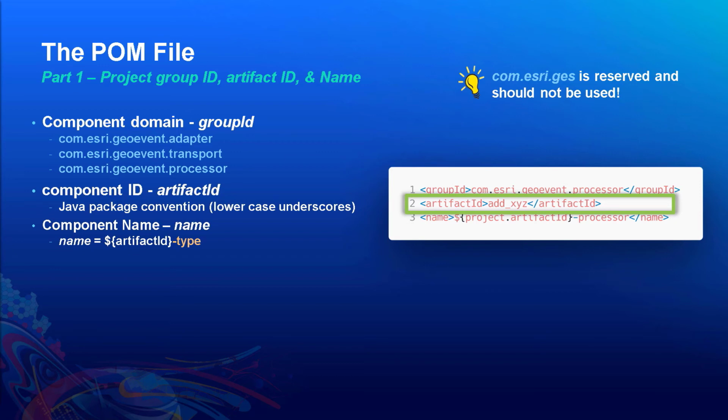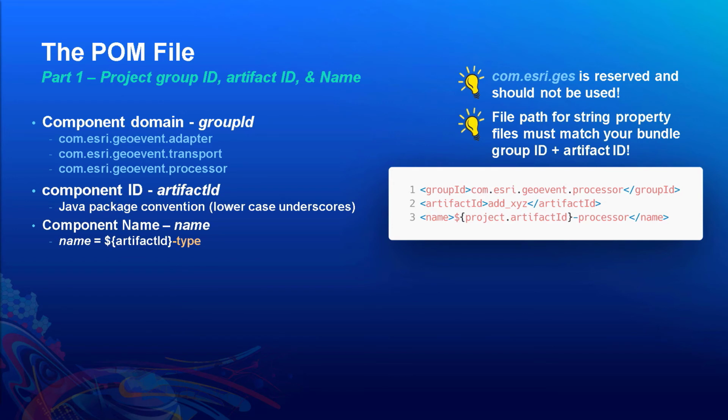I like to use the Java package naming convention for the artifact ID so that the combination of the group ID and the artifact ID matches my source code's package name. You should also note that the combination of the group ID and the artifact ID defines the path to your internationalization string files in the resources folder. Then we have the name of the bundle. Here I use a token to reference the artifact ID and append either a -processor, -adapter, or -transport.